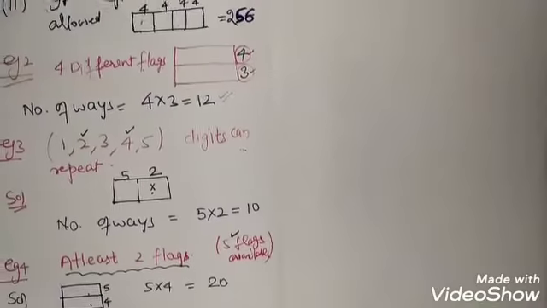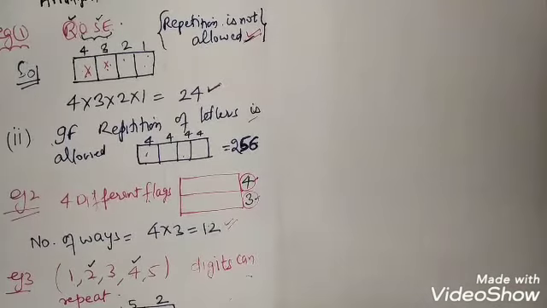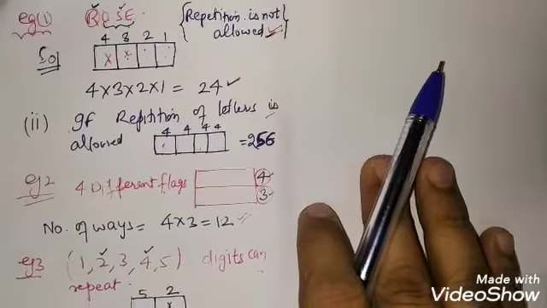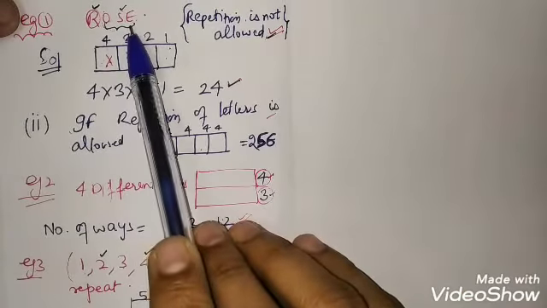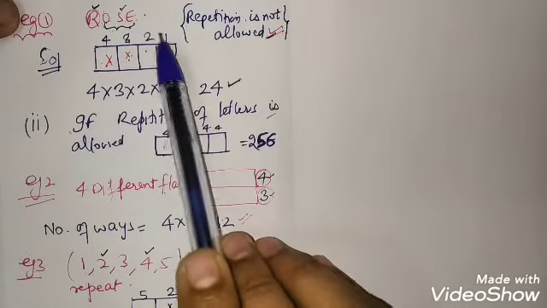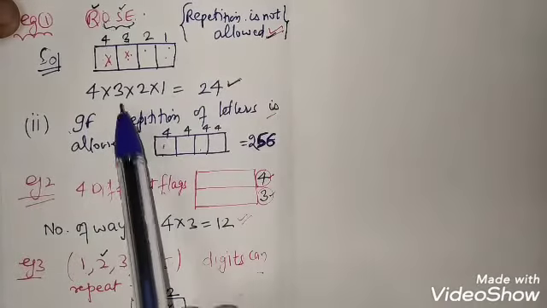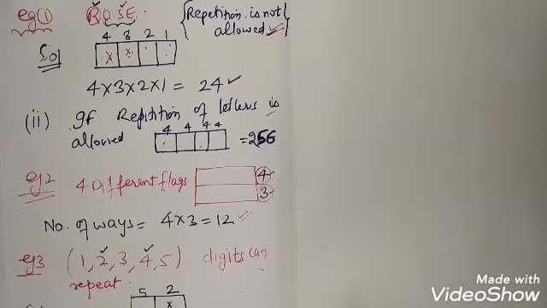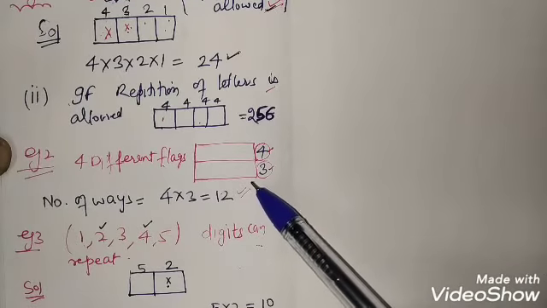See, in example number 1, we are asked to find the number of 4-letter words if the letters cannot repeat. So this is 4, 3, 2, 1. Multiply and find out the answer. If the letters can repeat, then 4 into 4 into 4 into 4, obviously. With 4 flags and signals, it's quite easy. 4 into 3, simply we can say this is 12.